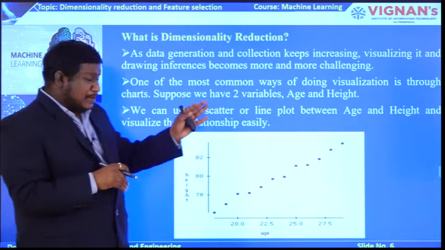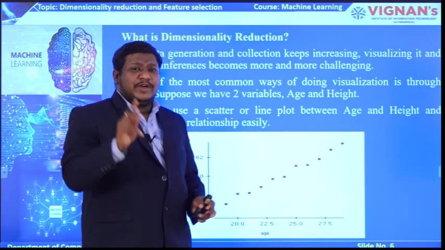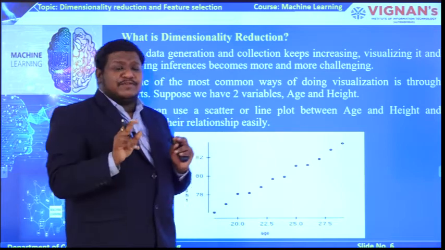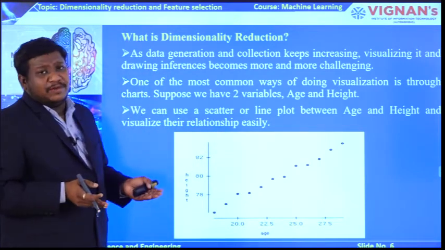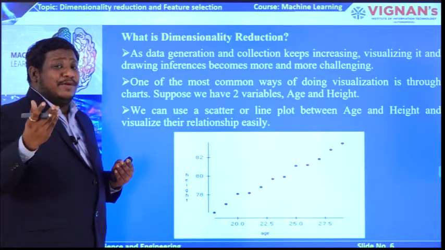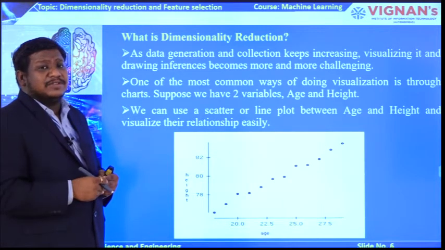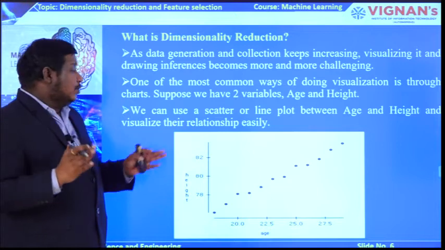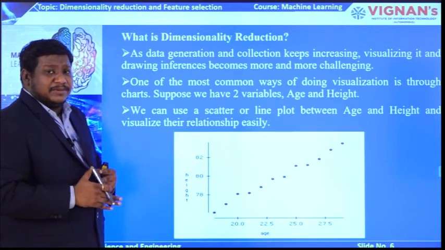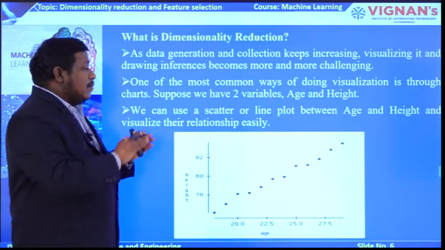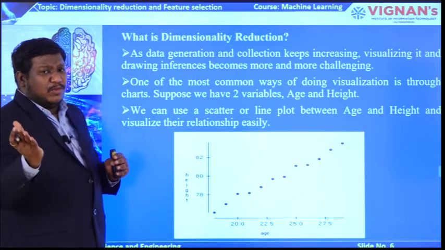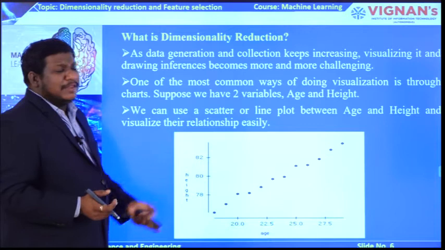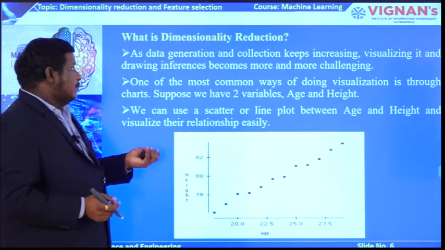See, the simple thing is, you have age and height, two factors, and you need to represent them in the form of a visualization. The best way is representing them in the form of a graph. But similarly, if you have 4 variables or 5 variables or 10 variables, it will be difficult for you to represent them in the form of a graphical representation. So, the simple thing is, by reducing the dimension of the data to 2 or 3 variables, you can represent them in the form of a graph.